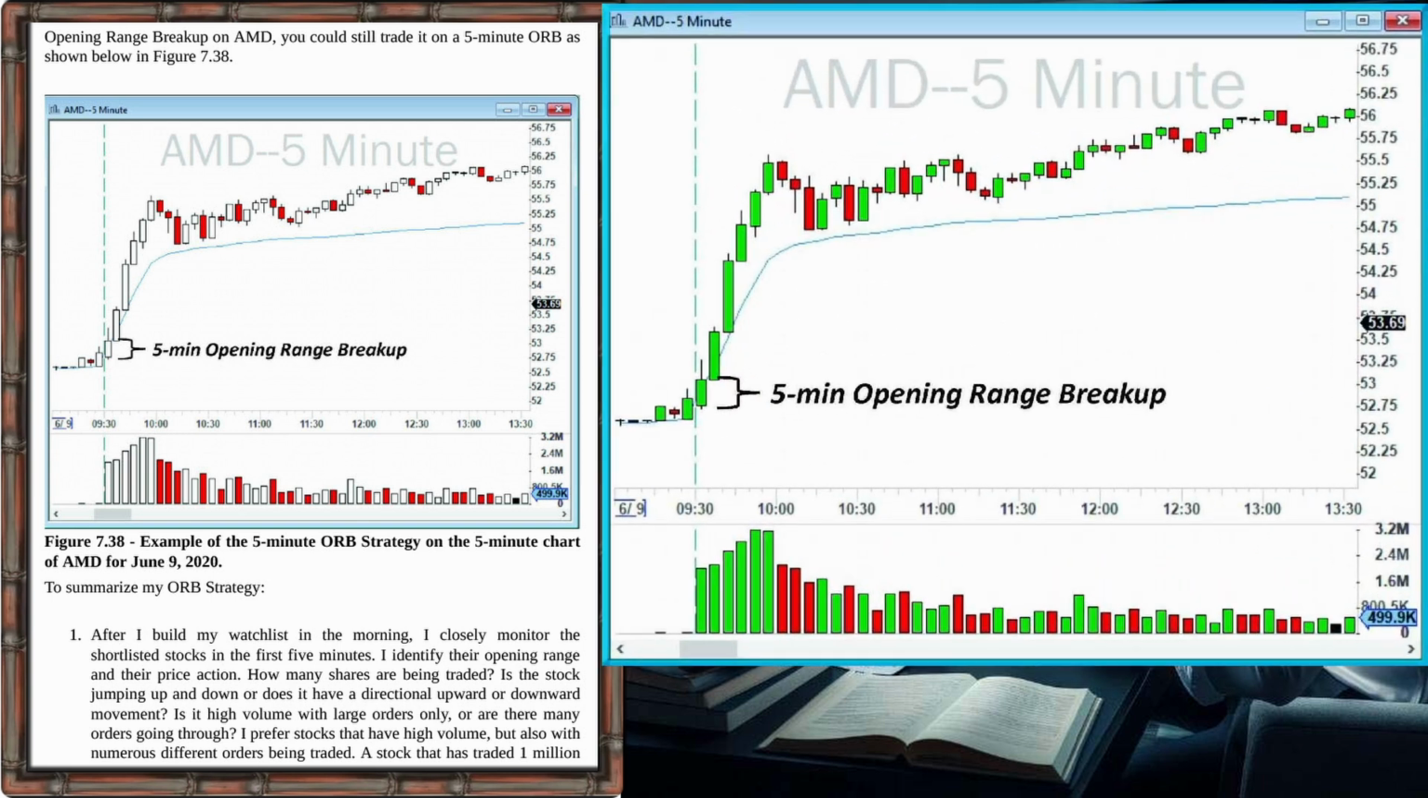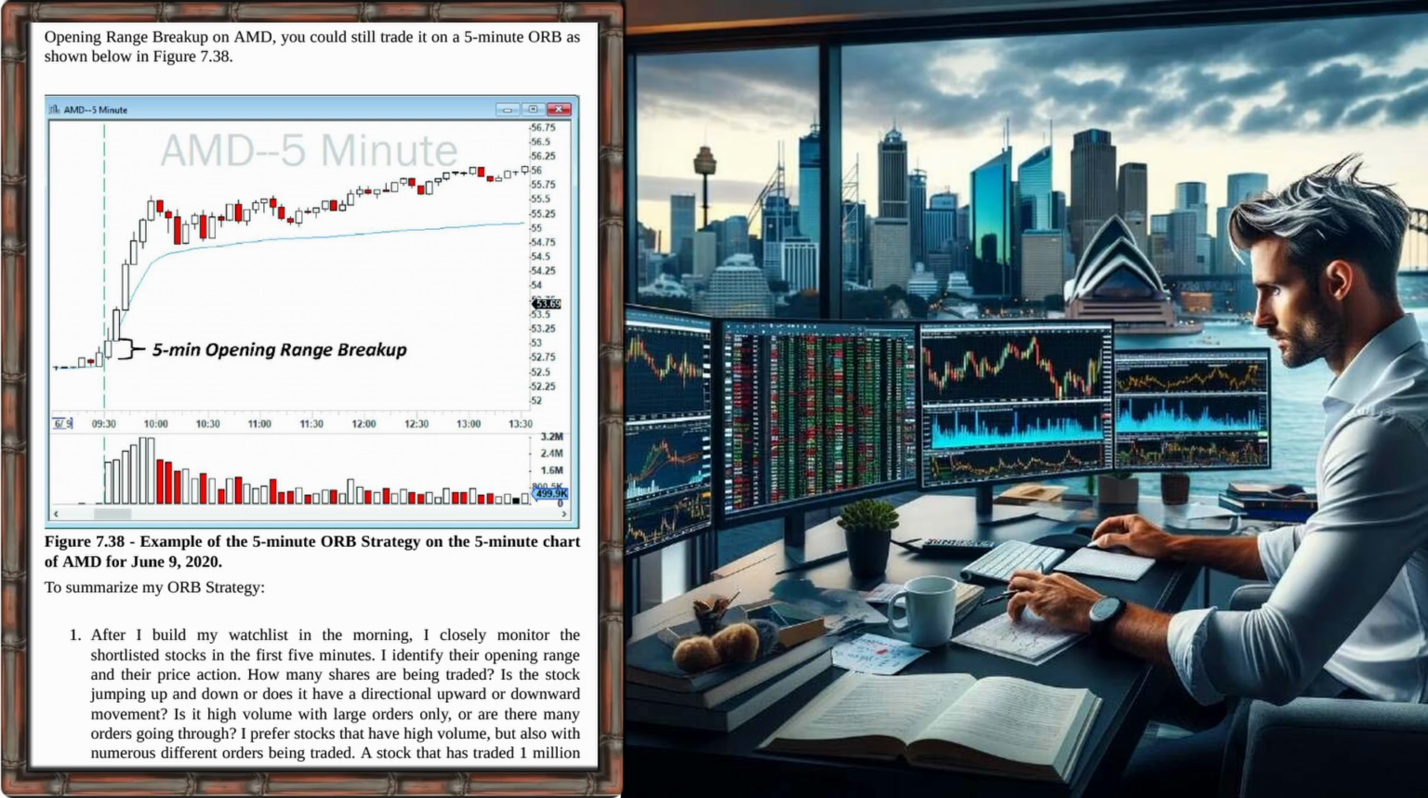To summarize my ORB strategy: 1. After I build my watch list in the morning, I closely monitor the shortlisted stocks in the first 5 minutes. I identify their opening range and their price action. How many shares are being traded? Is the stock jumping up and down, or does it have a directional upward or downward movement? Is it high volume with large orders only, or are there many orders going through? I prefer stocks that have high volume, but also with numerous different orders being traded.